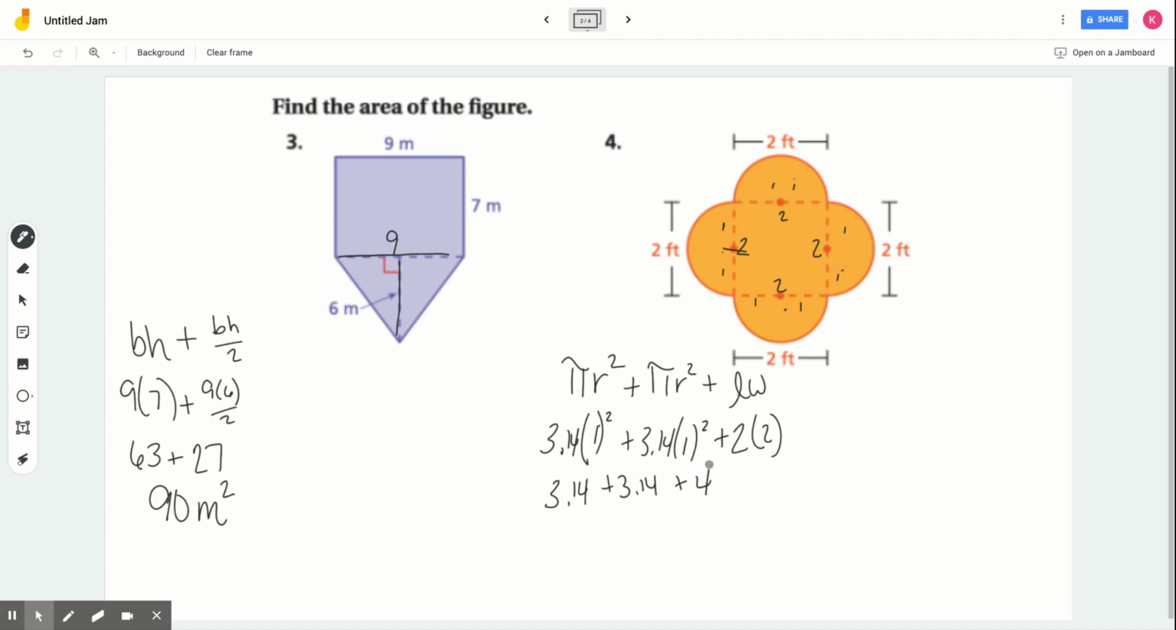2 times 2 is 4, so now we need to add these terms together. And when we do that, make sure that we line up those decimals. 4 is a whole number, so the decimal goes to the right of the 4. And you can add these to get your final answer. So our answer would be 10.28 feet squared for the 4th problem.